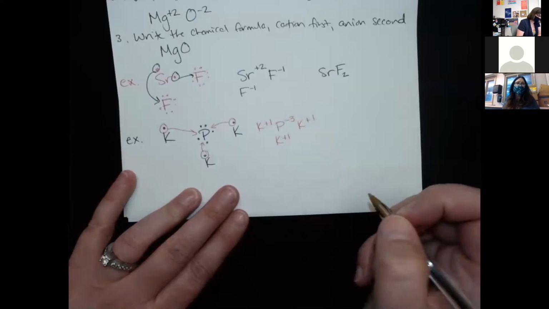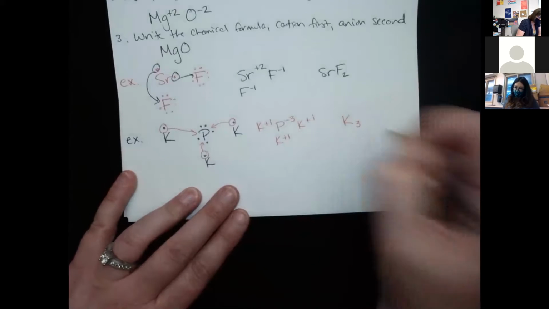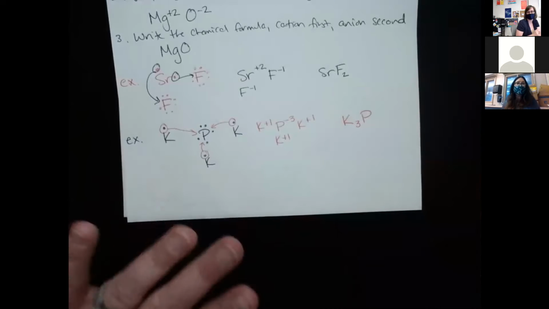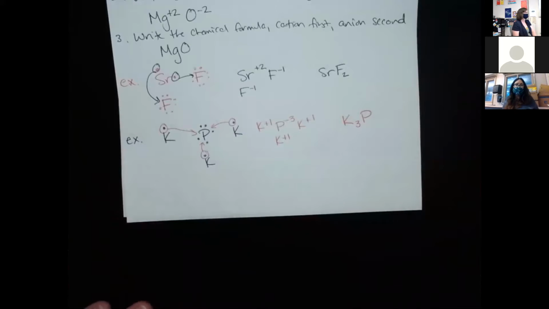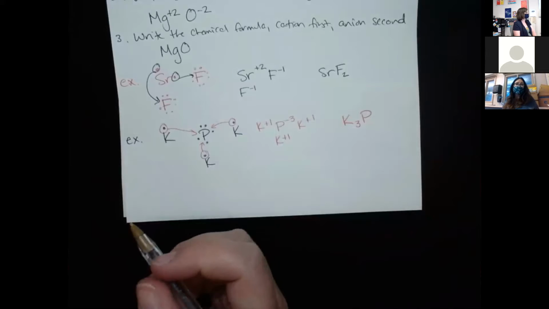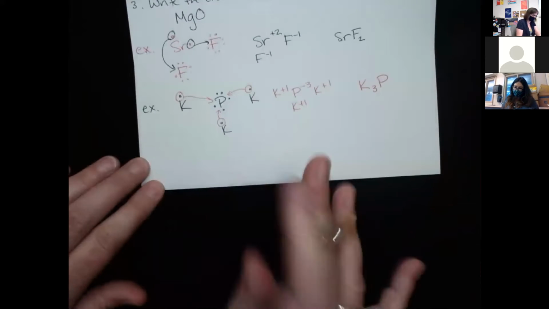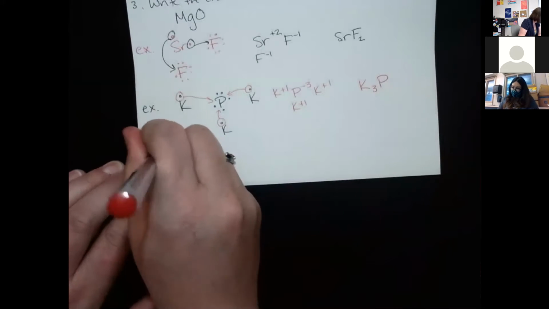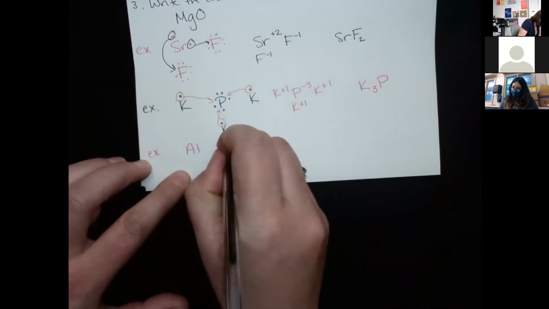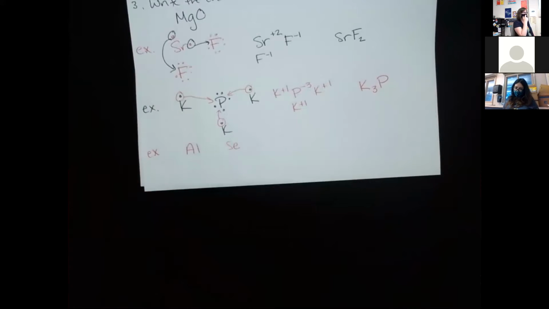And then the last step is writing the chemical formula. I had 3 potassiums. I had 1 phosphorus. So it looks like this. You guys ready to do the hardest problem that I could give you? Literally, not even exaggerating. Here it is. I want you to do aluminum and selenium. Doesn't get any harder than this. This is a little tricky. Al and Se. Al is element 13 and Se is 34.